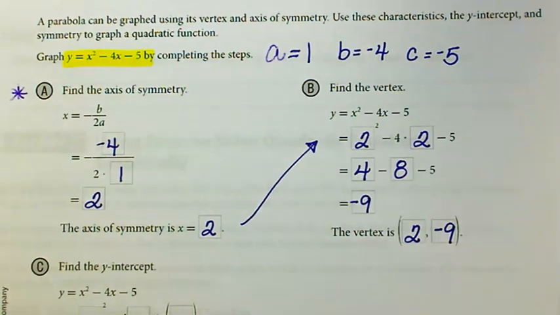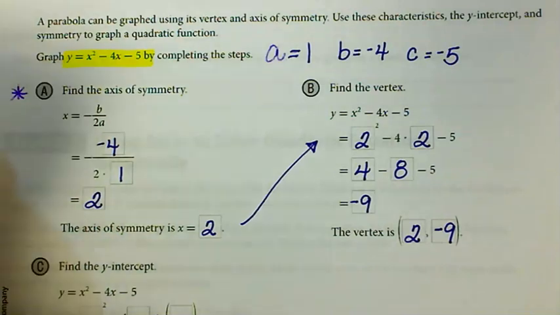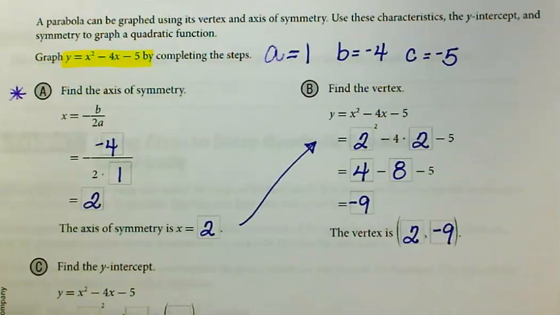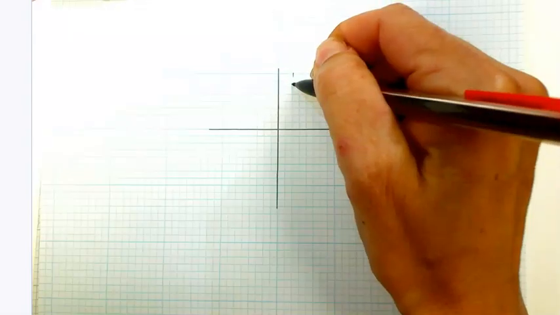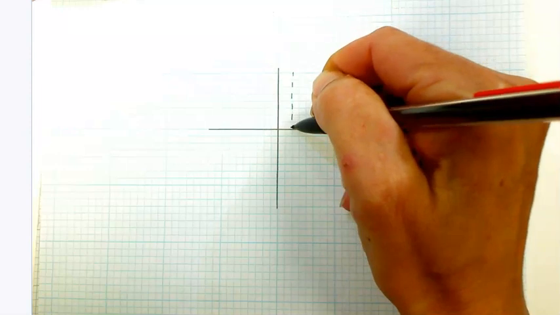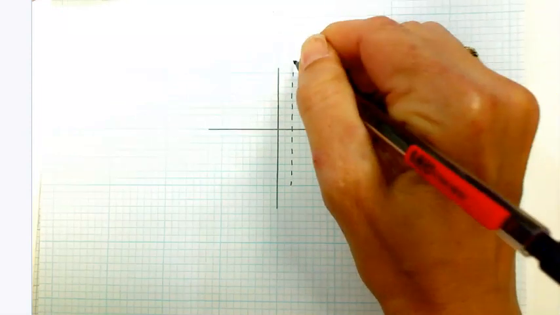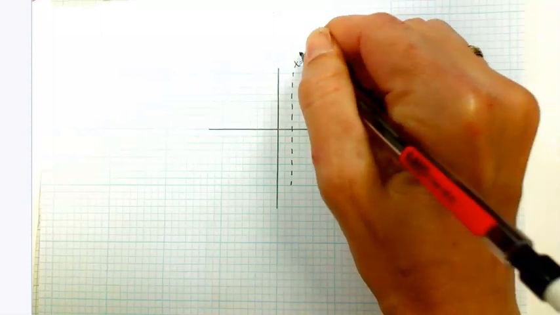Now, they go on and say, next find the y-intercept, and there's nothing wrong with that. And then it says, find 2 more points on the same side of the axis of symmetry. There's nothing wrong with that, but I'm going to show you a slightly quicker way to have enough points to correctly draw your parabola. Okay, so hang on, let me get to some graph paper. Okay, so we already know that our axis of symmetry is the vertical line x equals 2, which is right there.